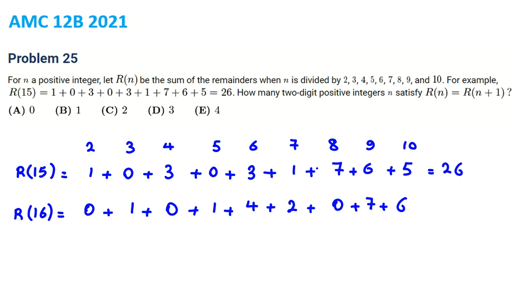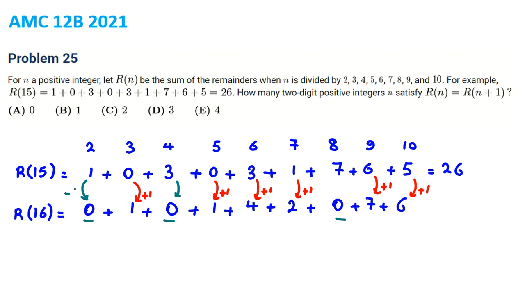Now, we have two types of remainders. The first are remainders where the number is not a multiple of the divisor: these increase by 1. For example, 0 plus 1, 3 plus 1, 1 plus 1, 6 plus 1, 5 plus 1. And we have some other remainders that become 0. Why does it happen like this? Because 16 is a multiple of those numbers, okay? So we understand that n plus 1 will be a multiple of that.